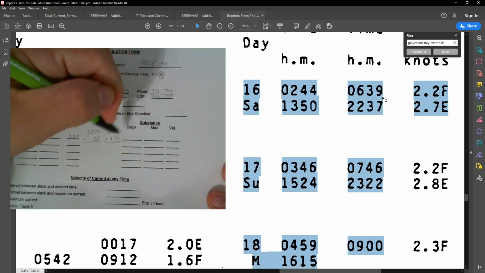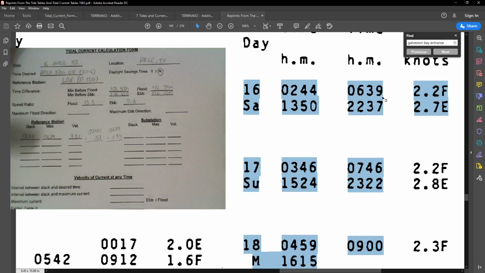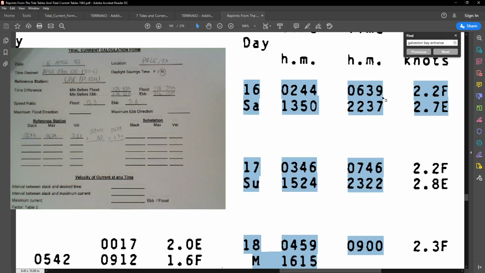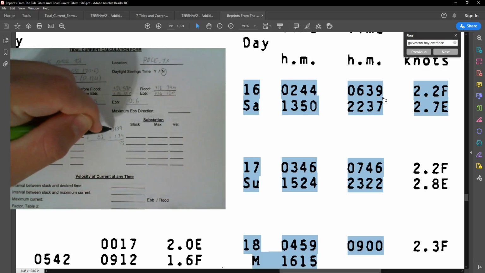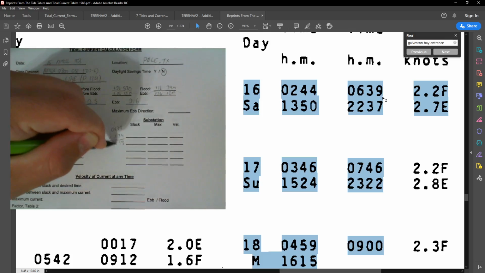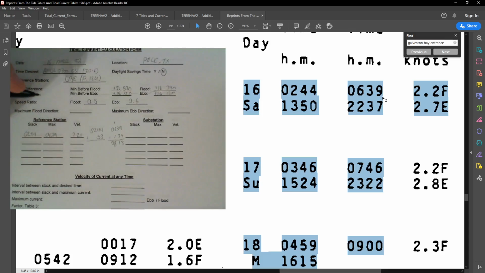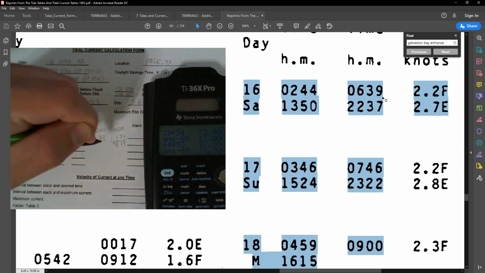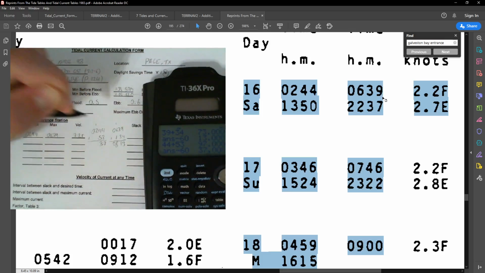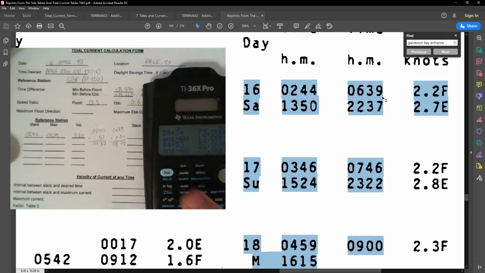53, 34. Cool. Now we need to add in 39 plus 34 is 73. Let's subtract 60 and add an hour. So that'd be 13. Then we'll add an hour in. So that'd be 7, 8. 0813. And 44 plus 53 is 97, minus 60 is 37, plus 1 hour is 0337.